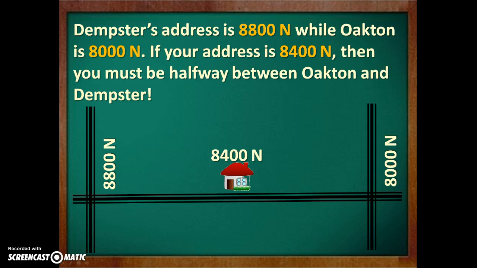Dempster's address is 8800 North, while Oakton Street is 8000 North, which means that if your address is 8400 North, then you must live halfway between Oakton and Dempster. And if you're familiar with that part of Niles, that means you live pretty close to Main Street.